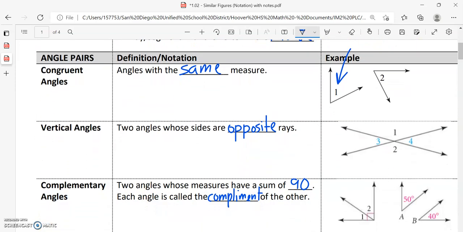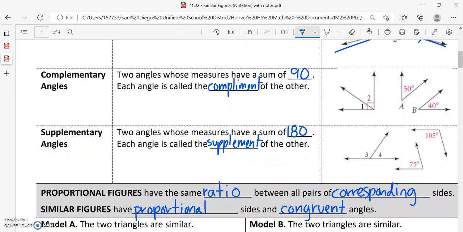Congruent angles. This is also the same thing as equal. Angles with the same measure. Vertical angles, two angles whose sides are opposite rays. So if you're looking over here, we have two lines coming through, and angle 3 and angle 4 would be vertical. Those are congruent. And angle 1 and angle 2 are opposite. So those are also congruent or equal or the same.